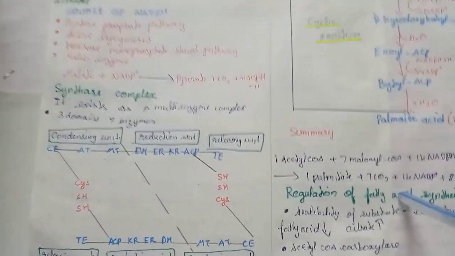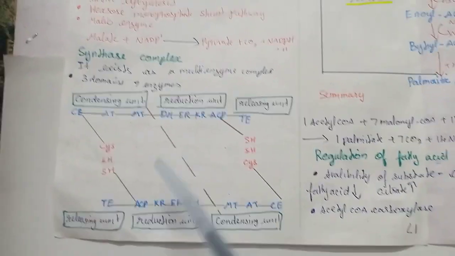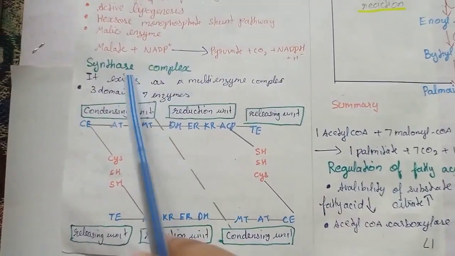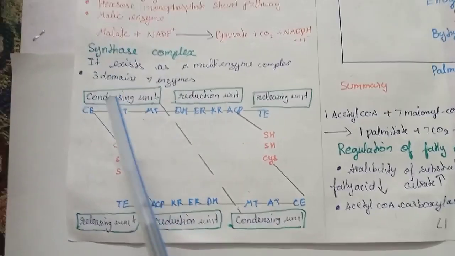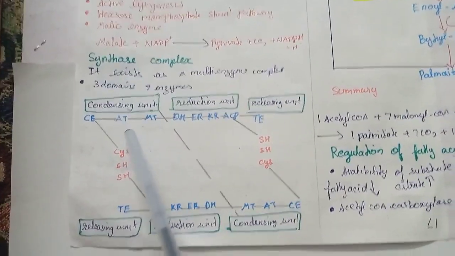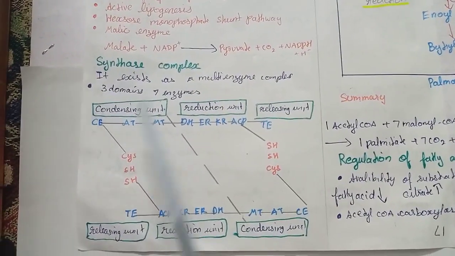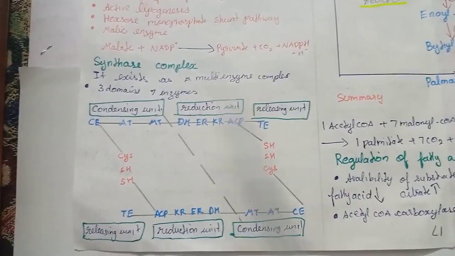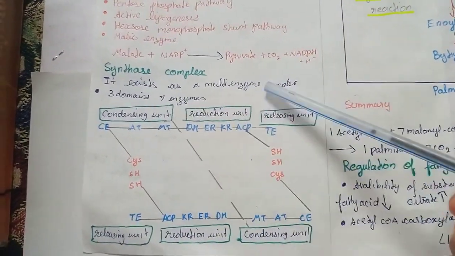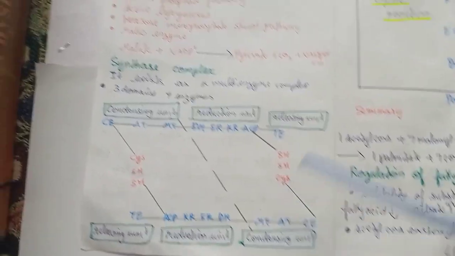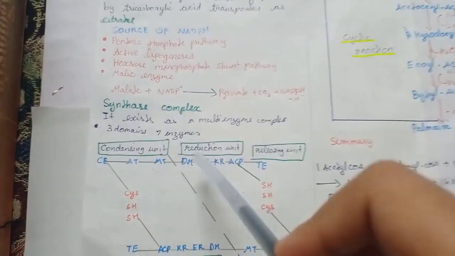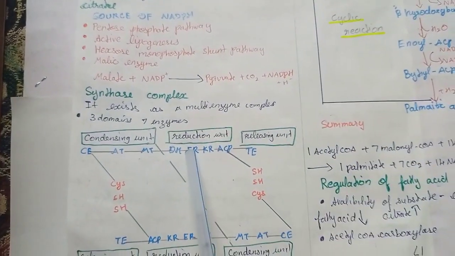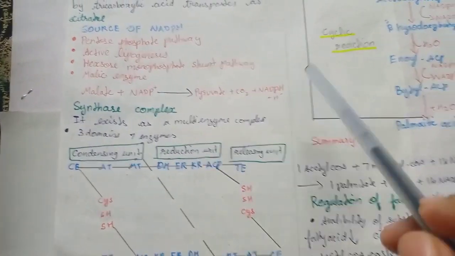Enzymes involved in the de novo synthesis exist as a dimer, as a big complex in which all enzymes are attached. There are three main domains, that is condensing unit, reduction unit, releasing unit. The same three units are present in the lower part also. That is the reason why it is called dimer. The synthase multi-enzyme complex consists of 3 domains and 7 enzymes.